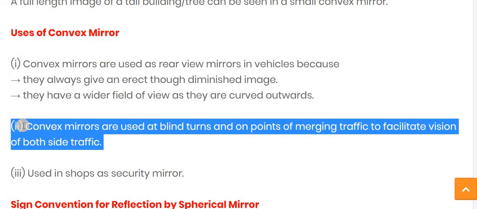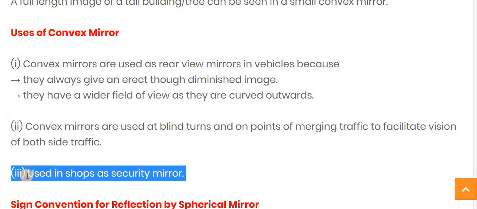Convex mirrors are used at blind turns and at points where traffic merges, to facilitate vision of traffic from both sides. As we discussed when I explained on the green board, the convex mirror is kept where there is a surprise turn or a dangerous turn, so that vehicles can see the traffic from both sides. So the convex mirror is used at blind turns, or you can say surprise or dangerous turns, and at points of merging traffic to facilitate vision of both sides' traffic. According to that, they can easily take a decision.